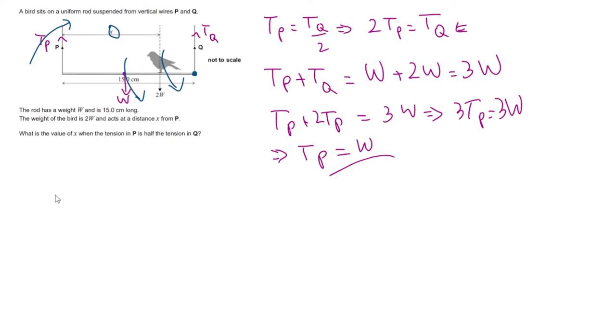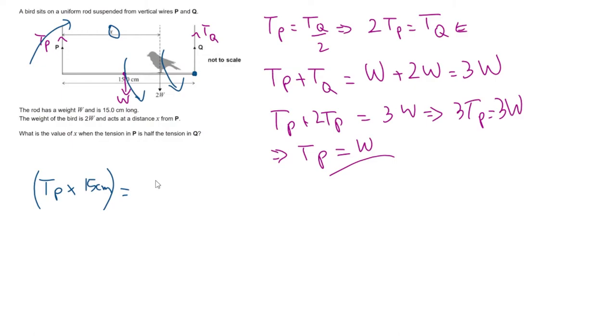So let's bring together these moments. We'll start with the clockwise moment. The clockwise moment is going to be TP times 15 centimetres. Now I'm going to keep all the units in centimetres because they're all going to be the same. I know a moment is really Newton metres, but we can work with centimetres if they're all the same. So that's our clockwise moment, and that's going to be equal to our anti-clockwise moments.